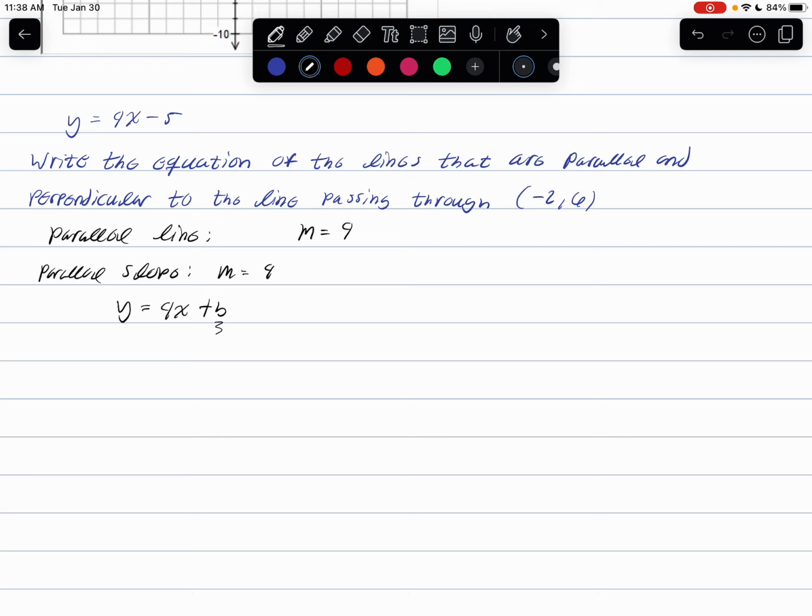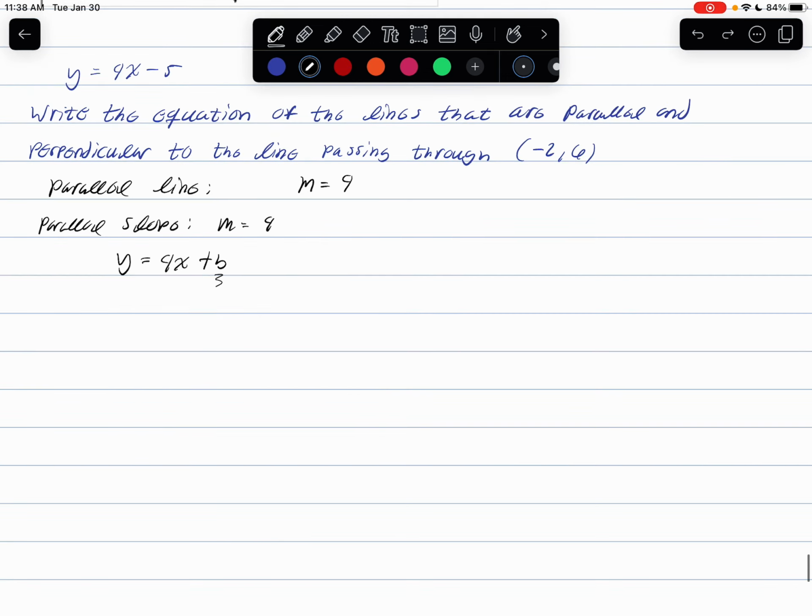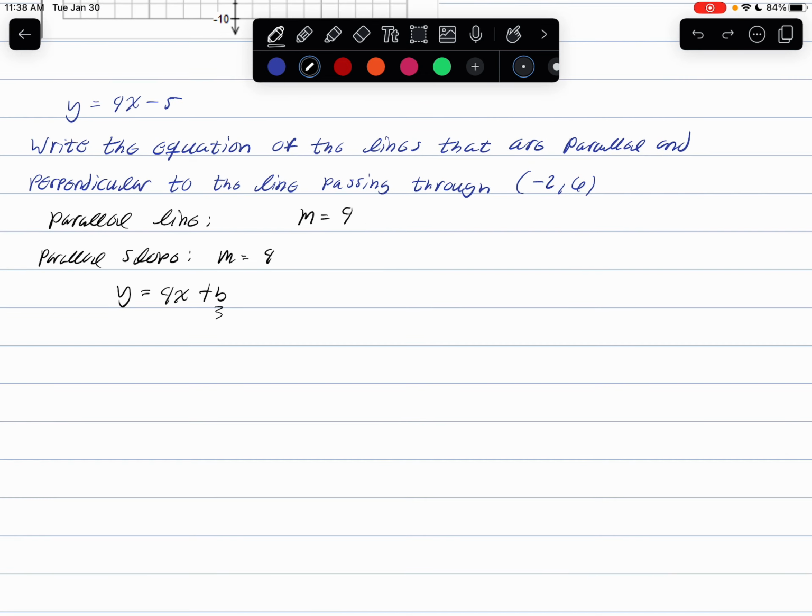And we can do this because we're given that it's passing through the point negative 2, 6. Previously, when we were trying to find the equation of a line through 2 points, we were able to plug in one of our 2 points to find what the b value is. We can do the exact same thing here with this given point, negative 2, 6. So this is our y value, negative 2 is our x value, and we can substitute these in for y and x respectively.